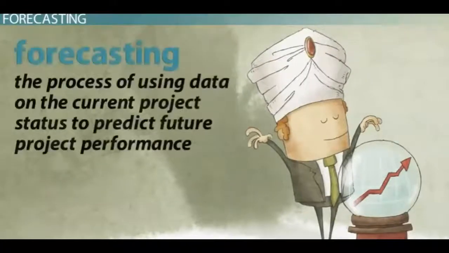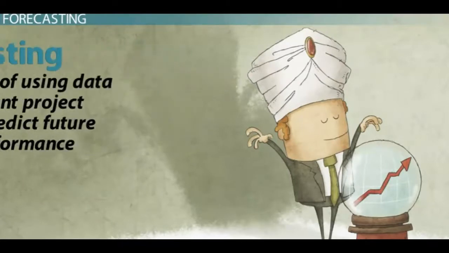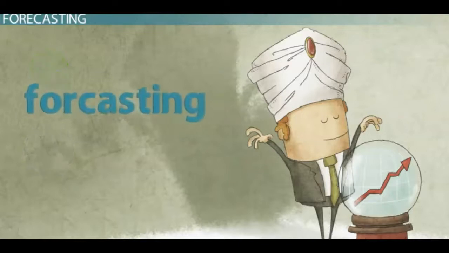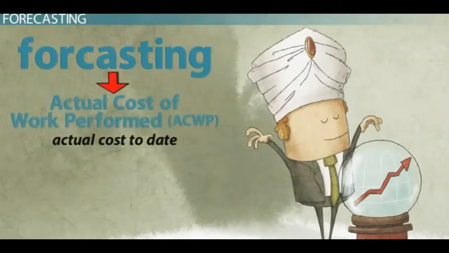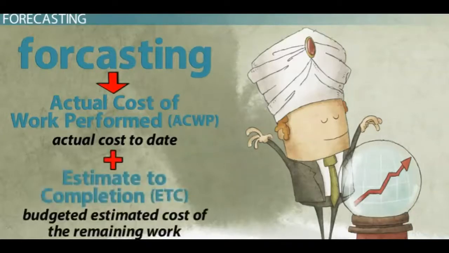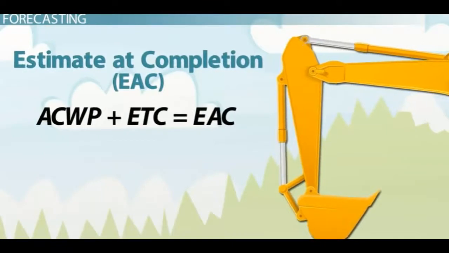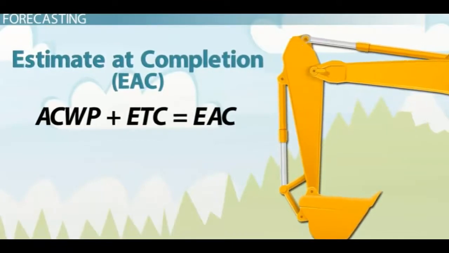Another method of controlling project costs is forecasting, which is the process of using data on the current project status to predict future project performance. Again, you first need to have the budget planned in a time-phased manner, although it may not be a fully resource-loaded schedule. The forecast will then be fairly simple to calculate. Simply take your actual cost of work performed, ACWP, the actual cost to date, and add it to the budgeted estimated cost of the remaining work, known as the estimate to completion, ETC. The resulting value, ACWP plus ETC, is the estimate at completion, EAC.